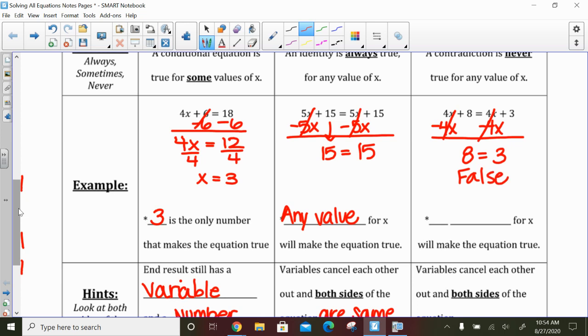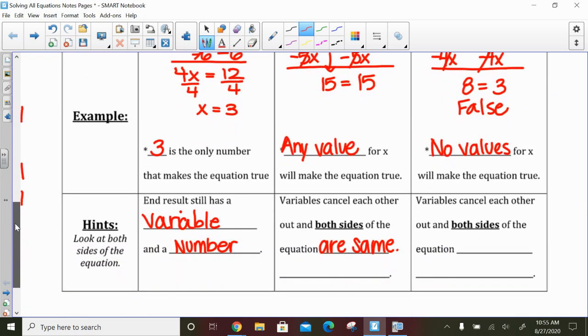So if your variables cancel out and you're left with something like 8 equals 3, which is not true, that means there are no values for x that will make this equation true. That just means the variables cancel each other out. Our 4x's cancel each other out, and both sides of the equation are different.